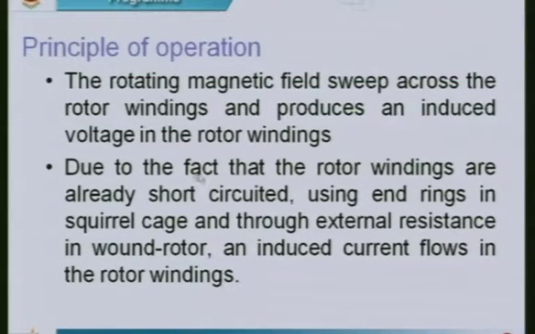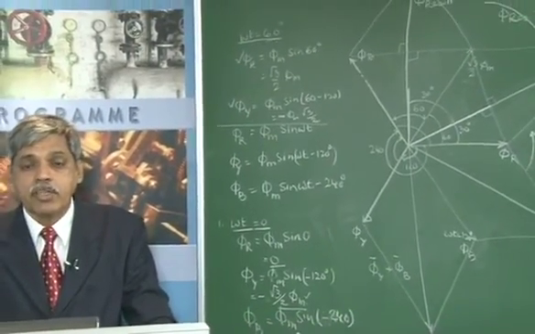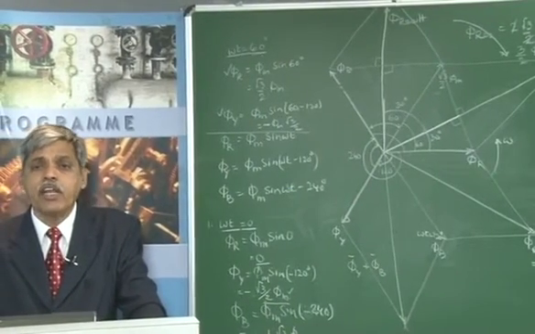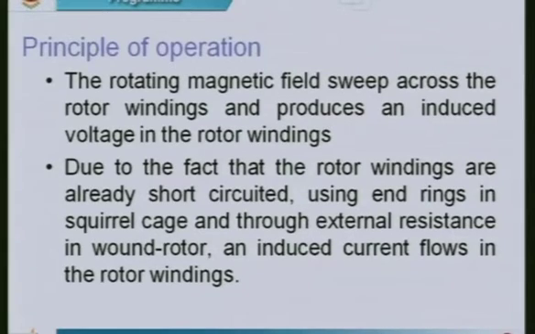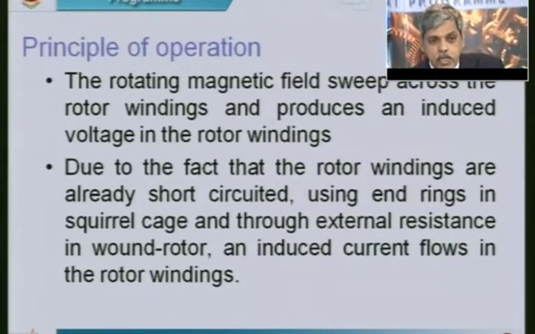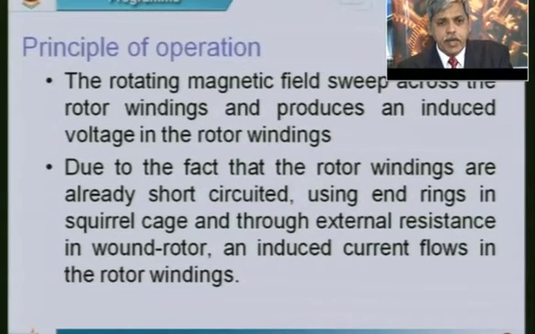See, the principle of operation for the induction motor is like this. I have just shown on the board that when I supply the stator of an induction motor from a 3-phase supply of a given frequency, I will be getting a rotating magnetic field. This rotating magnetic field sweeps across the rotor windings and produces an induced voltage in the rotor windings. I told you whether the motor is squirrel cage type or slip ring type, the rotor windings are short circuited. If I am using a squirrel cage induction motor, the short circuiting is through end rings, and if it is a slip ring type, I will be using an external resistance in the slip ring circuit to short circuit the rotor windings.